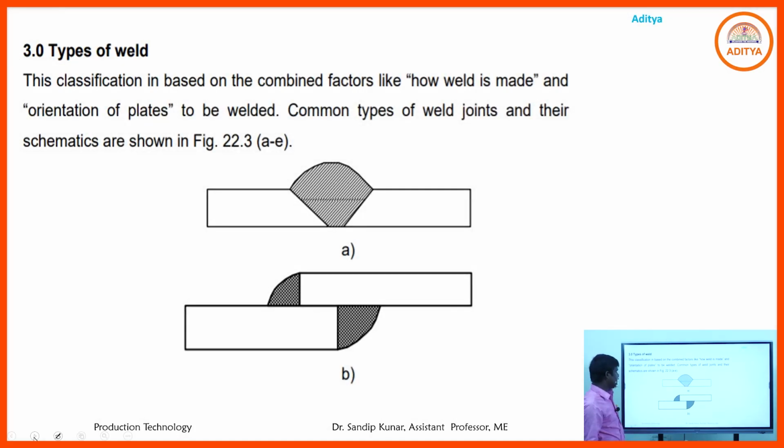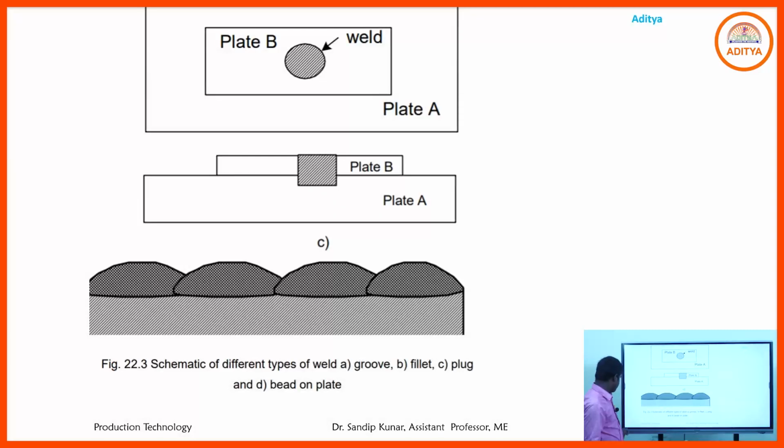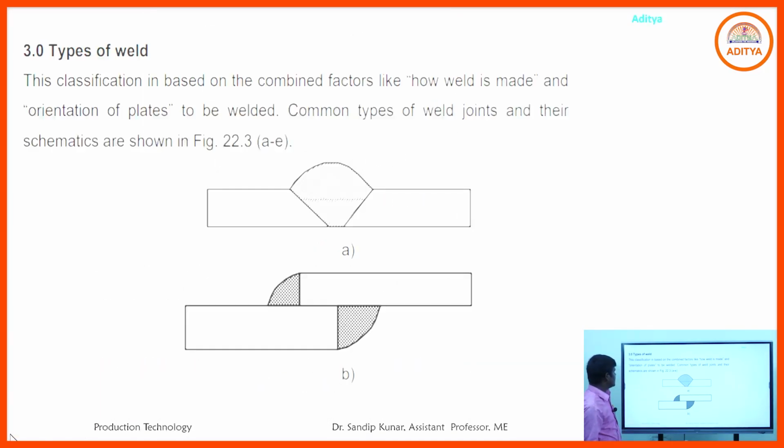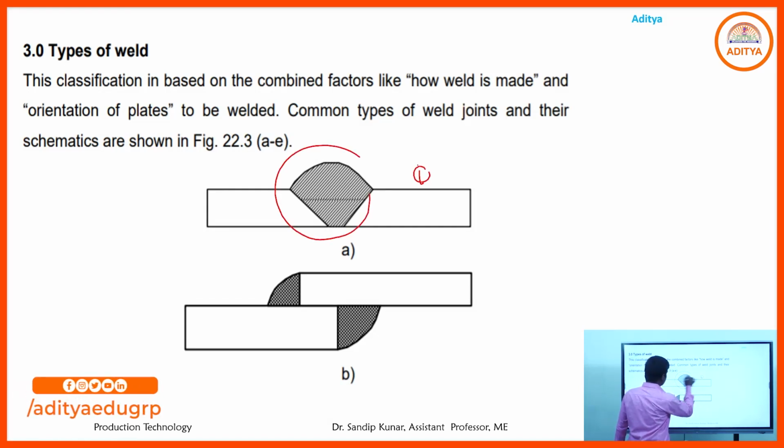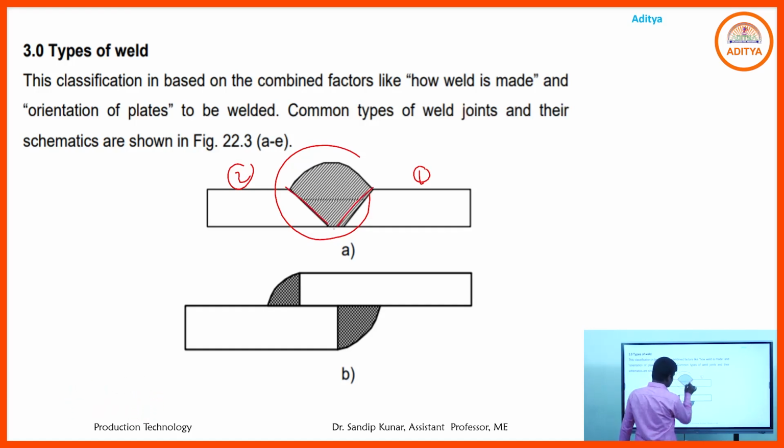Now, types of weld. Different types of welding are there. The first one is groove weld. Two plates are kept, and across that surface we weld. We are melting at that surface, and after melting we complete the welding. After solidification, the two plates are joined in that shape. That is the groove welding.